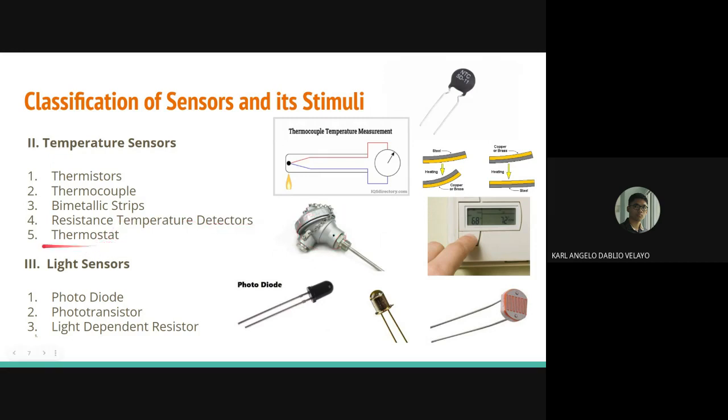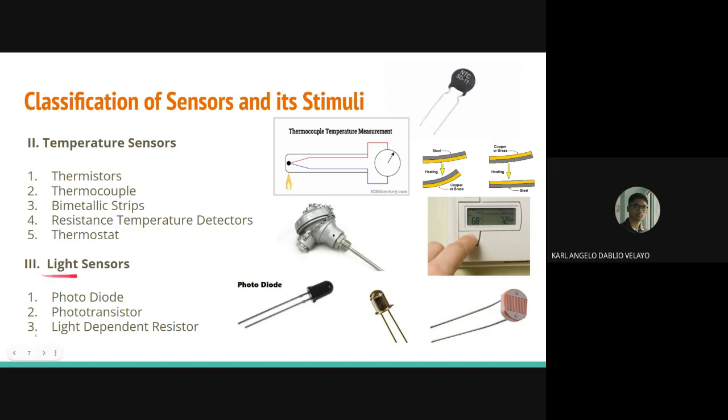Next, we have the thermostat. So this thing, I think it's a familiar device. So this particular sensor detects temperature changes for the purpose of maintaining the temperature. So it is used as a control unit for HVAC systems such as boilers, furnaces, electric heaters, and many more.